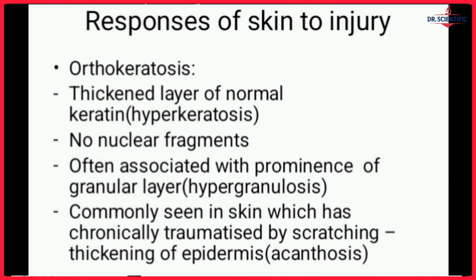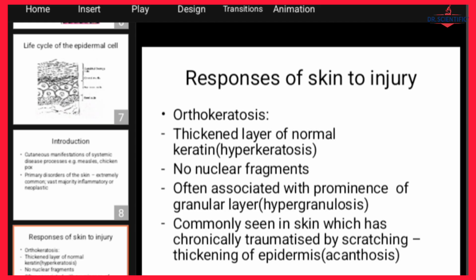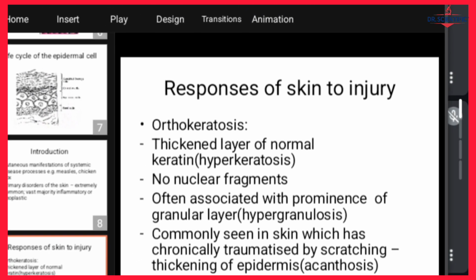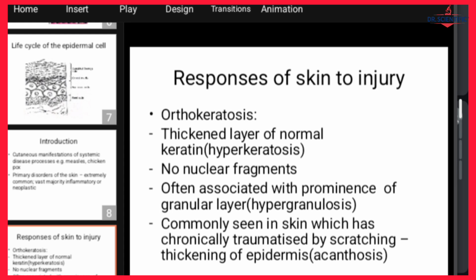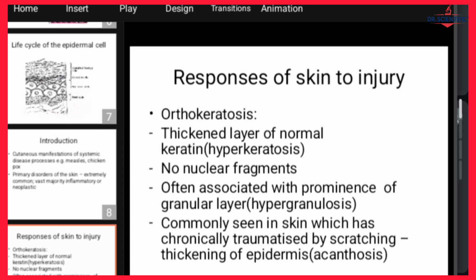For example, you talk about orthokeratosis. You're talking about a thickened layer of normal keratin. So the keratin is there. That is the cornified layer, but it is thickened. So it is thicker than normal. But the keratin itself is normal. That means those cells are normal, but they are thickened. So you can call it also hyperkeratosis. Non-nuclear fragments. So you don't see any cell that has a nucleus in it.